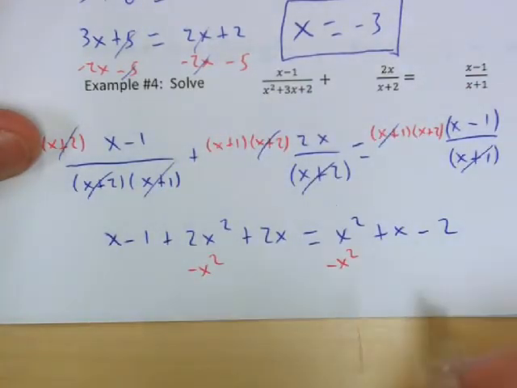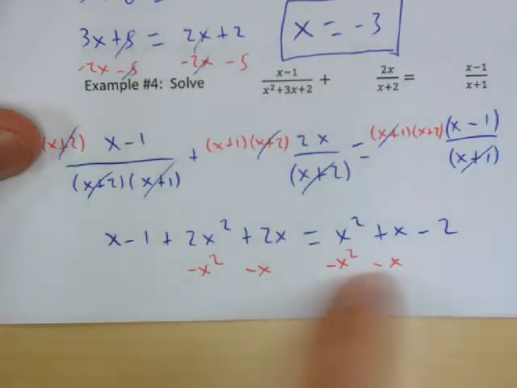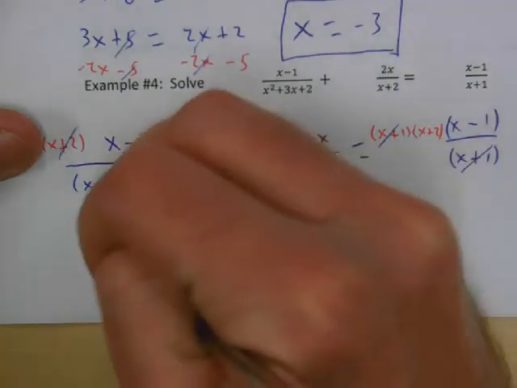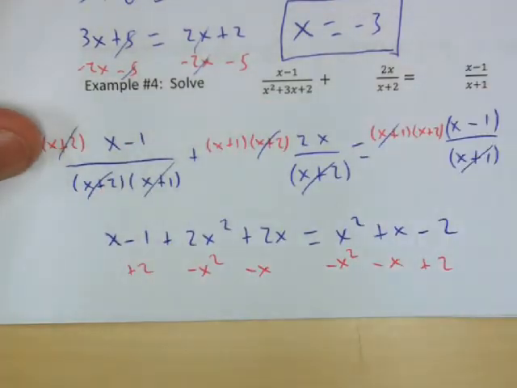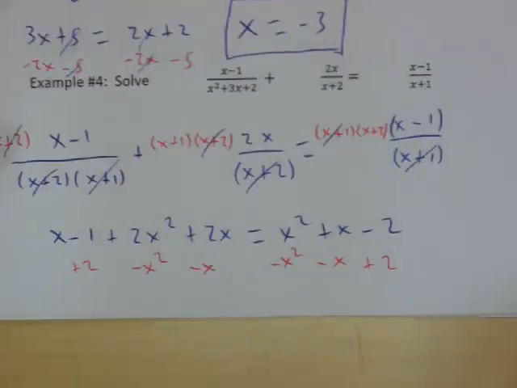Let's also subtract x. And in fact, we want to set it equal to 0, so we're going to add 2 as well. Okay, now be careful because there are several parts with x in it. And what are we left with when we do this? I'll put my answer right below so we can see it on camera.